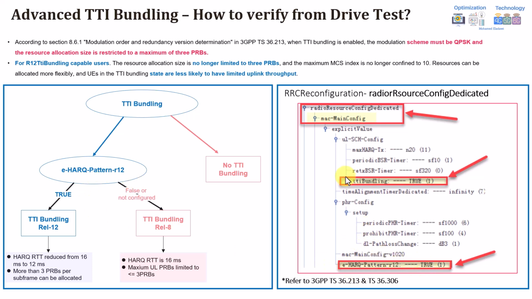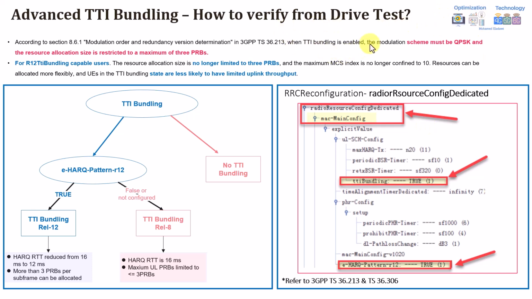But in case of enhanced HARQ, as you can see here, it will be the same. If the user is supporting it, after the MAC main configuration, under MAC main configuration v1020, we'll find something additional called eHARQ pattern release 12 being supported. This indicates that the user now falls under this category, so he can have better latency and has no limitation anymore in the uplink resource block allocation. So this can also give better performance in terms of uplink throughput. And this is all I need to discuss about TTI.